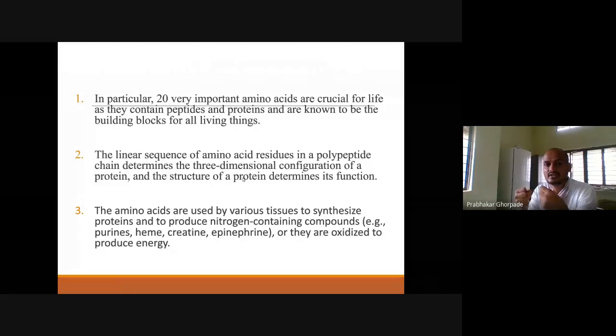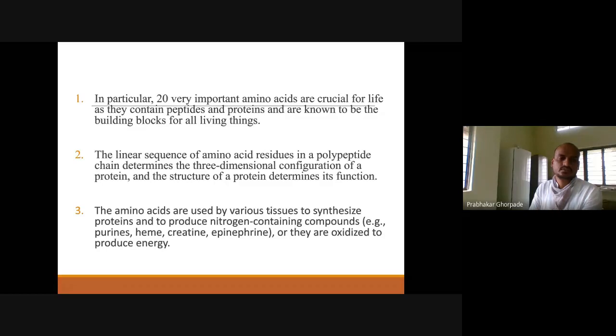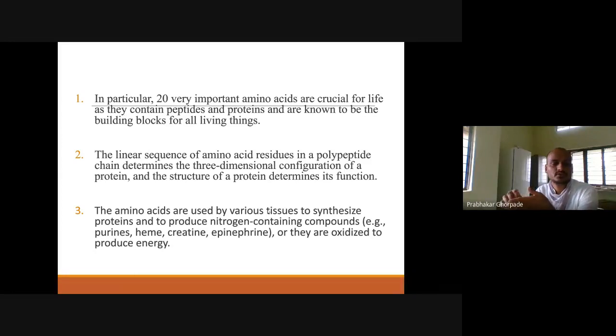And we already saw amino acids. Why did we see amino acids? Their hydrophobicity and hydrophilicity, because in order to determine three-dimensional structure, hydrophobicity is one of the criteria, right? Hydrophobic amino acids will come in the core region of this protein, and the hydrophilic ones will stay outside, right? So that is the criterion. The amino acids are used by the tissues to synthesize protein and produce nitrogen-containing compounds. So purines, heme, creatinine, and epinephrine, these compounds can be produced from the amino acids, right?